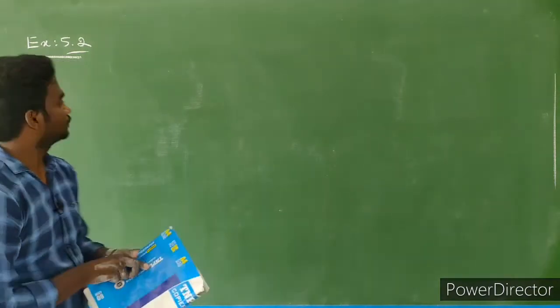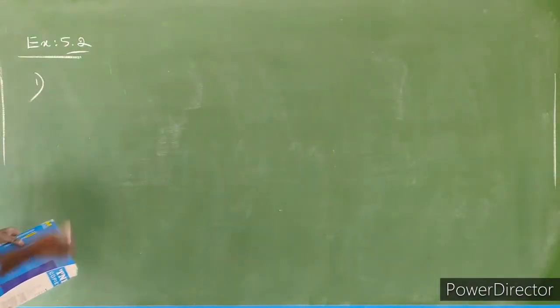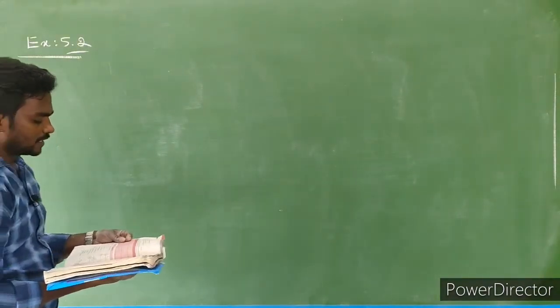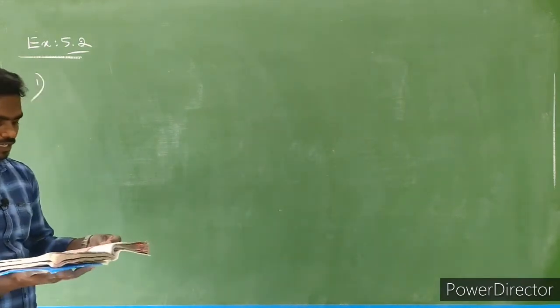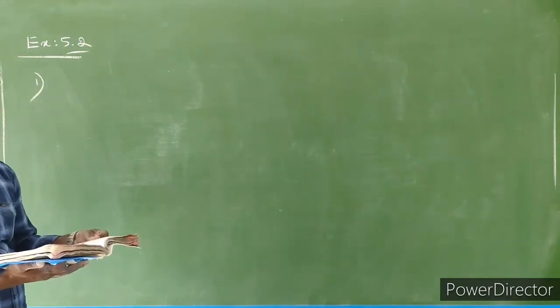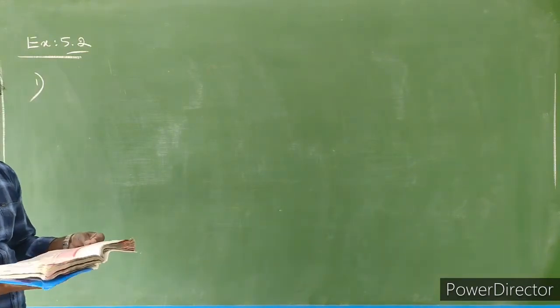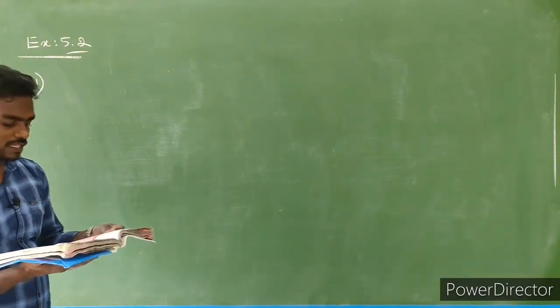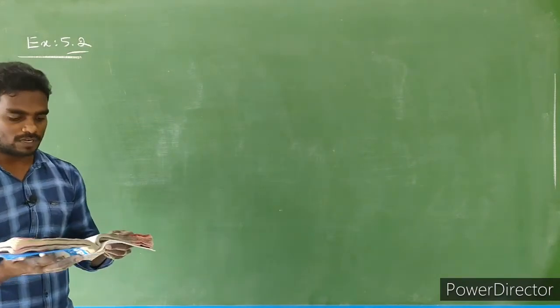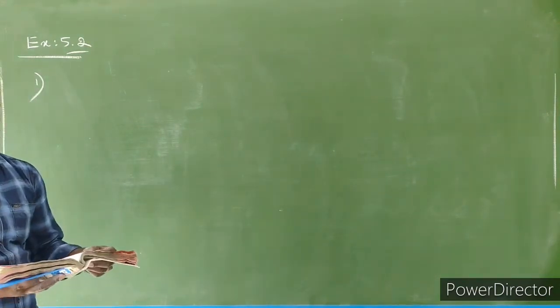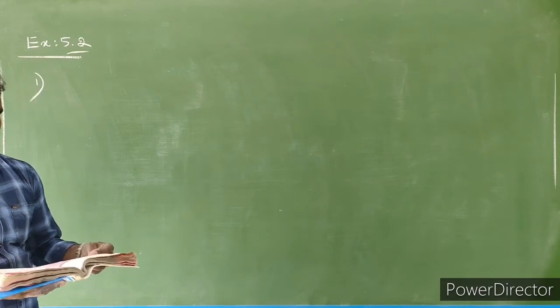First question, 5.2 first one. State the property that is used in each of the following statements. What is the first condition here? If a is parallel to b, see the diagram also. If a is parallel to b, then angle 1 is equal to angle 5.